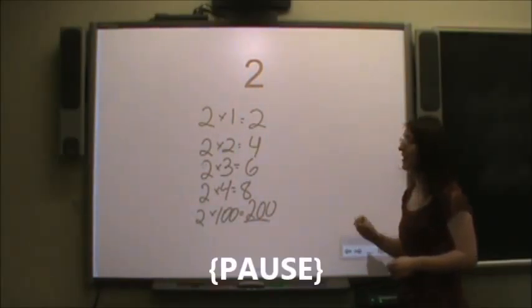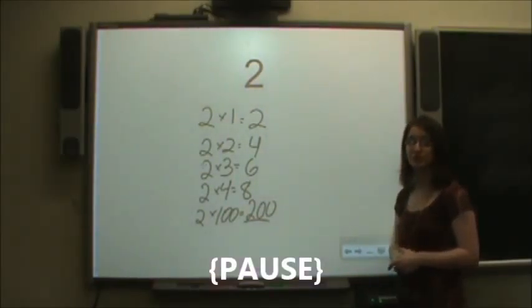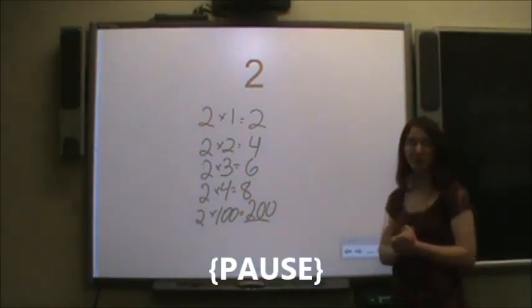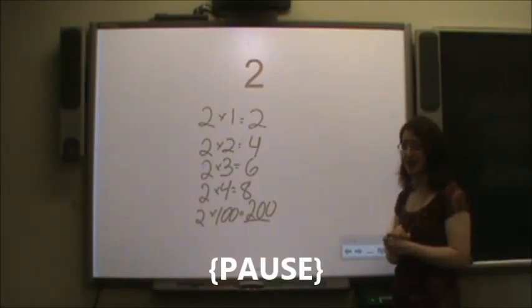Pause your video and find 3 more multiples of 2. They can be any multiples you want. As long as you're multiplying it by 2, you'll be correct. Pause your video and do that now.